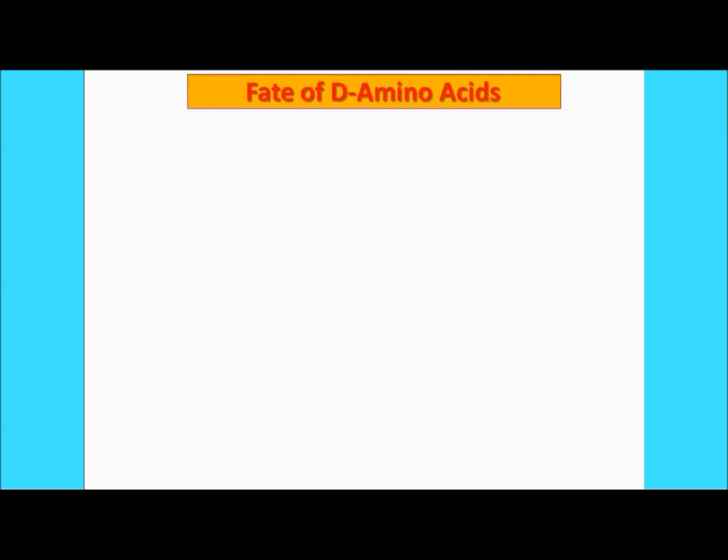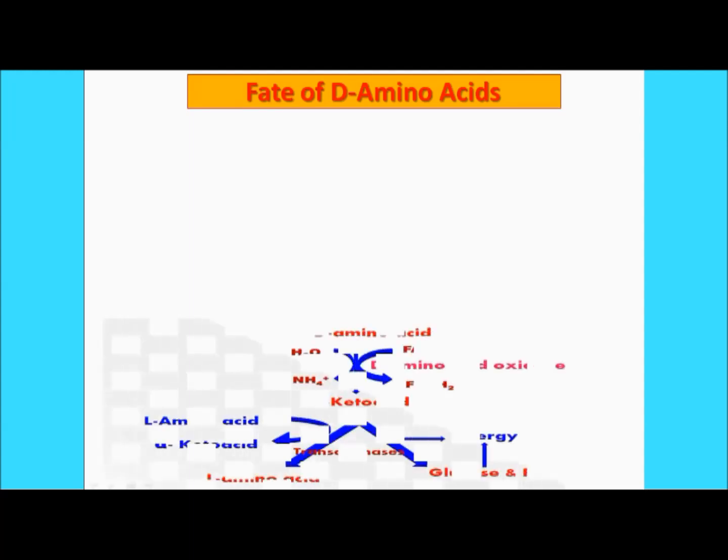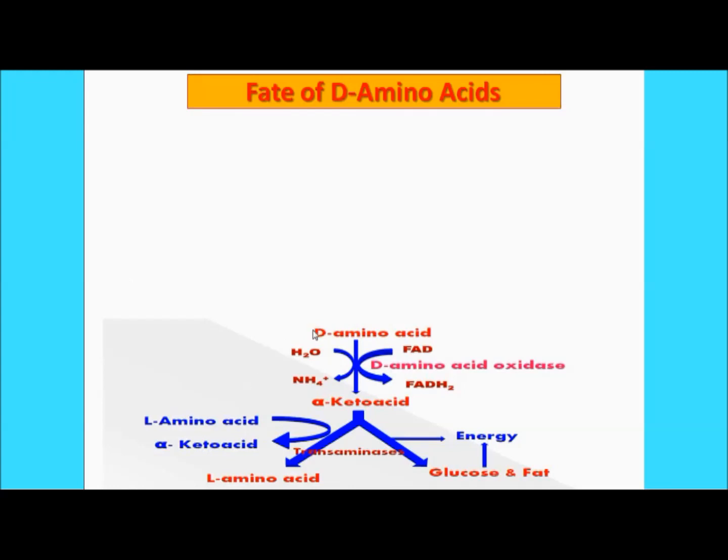Now the fate of D-amino acid. What will be the fate of the D-amino acid in this reaction? So first of all, you see this D-amino acid reaction. First of all, this FAD will act, right? Apart from that, a water molecule is involved in this reaction. It will form the alpha keto acids, and this alpha keto acid may further get converted into L-amino acid and glucose along with fat, and this glucose can be utilized for the production of energy.